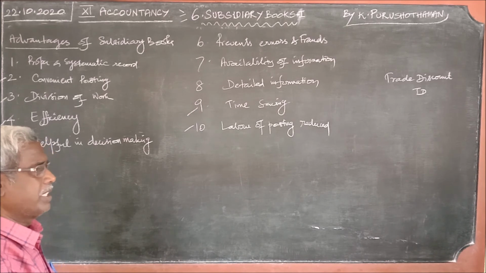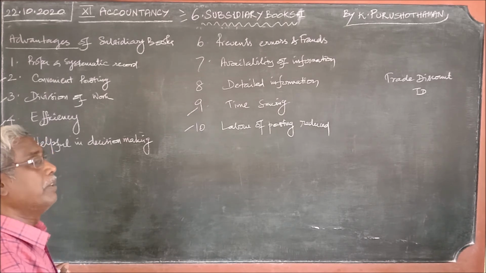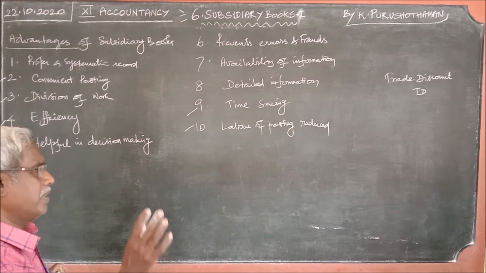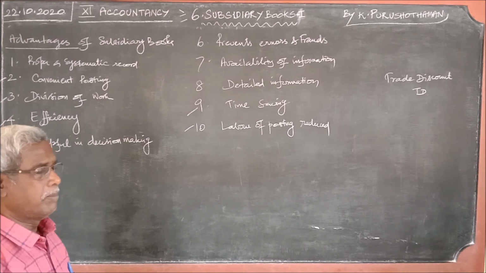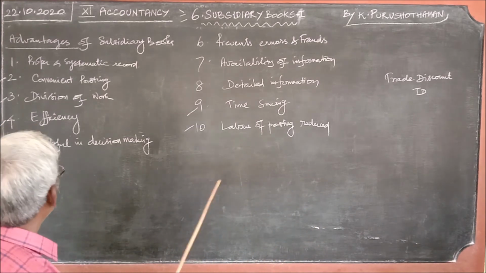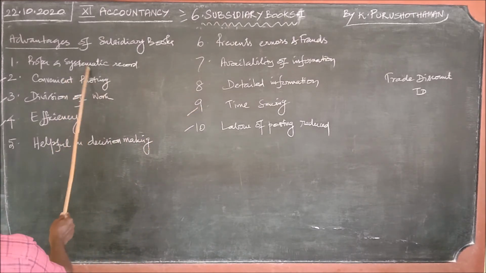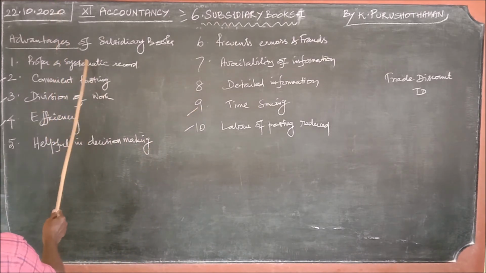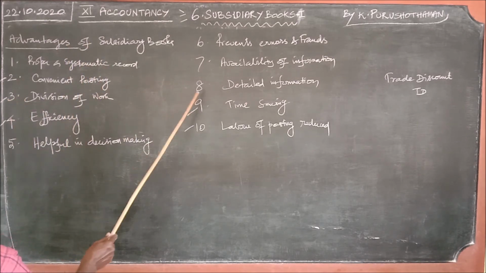And because of that, we need not appoint too many persons and we can appoint a few. Since the entries are of the same type, the labor of posting is reduced. So these 5 are different. So we have seen six advantages.